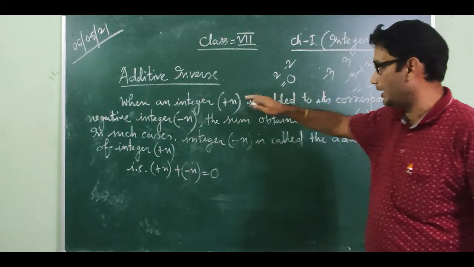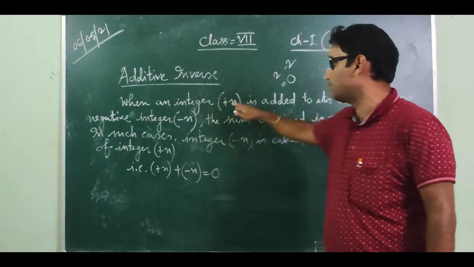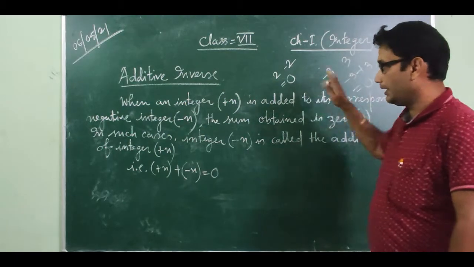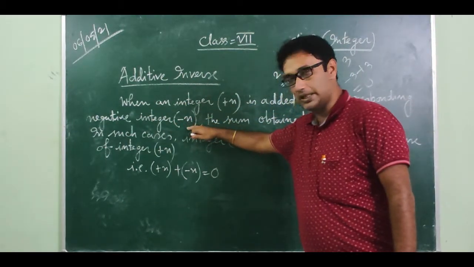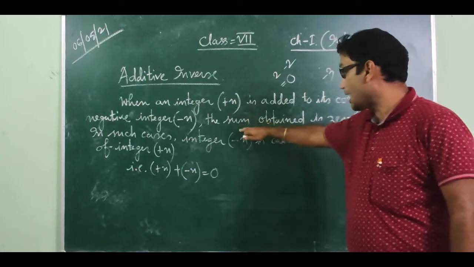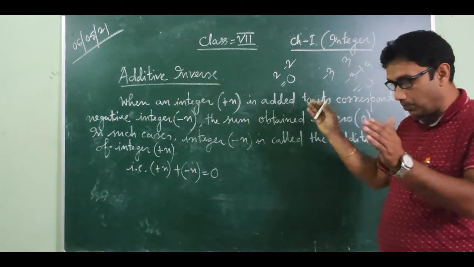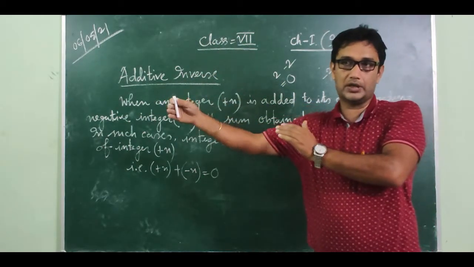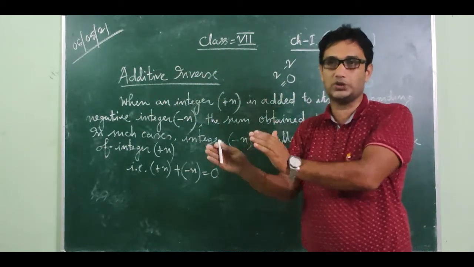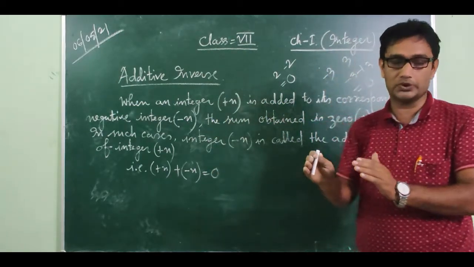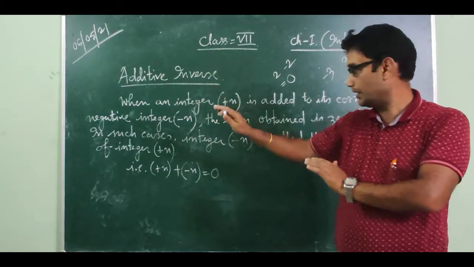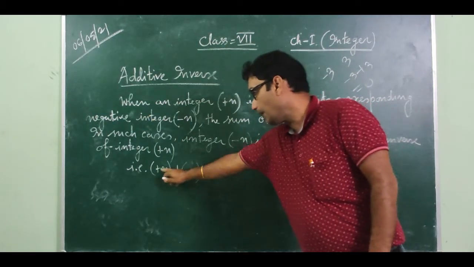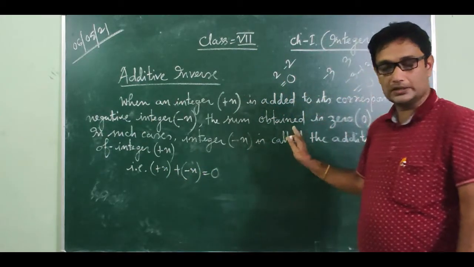So that's why here it is written, when an integer plus n is added to its corresponding negative integer minus n, then the sum obtained is 0. When you add one integer and its additive integer, the result should be 0. If the result does not come 0, then it is not your additive integer. Plus n plus minus n equals 0, because plus and minus cancel, the result will come out 0.